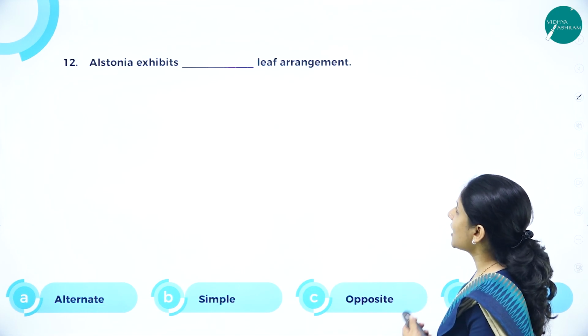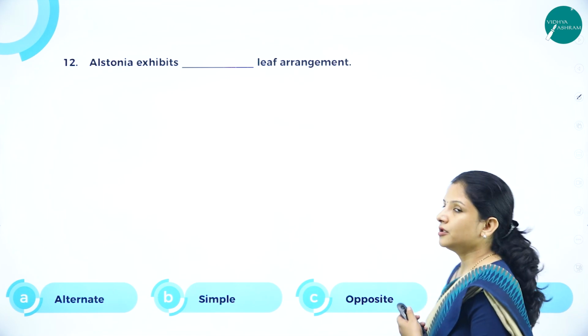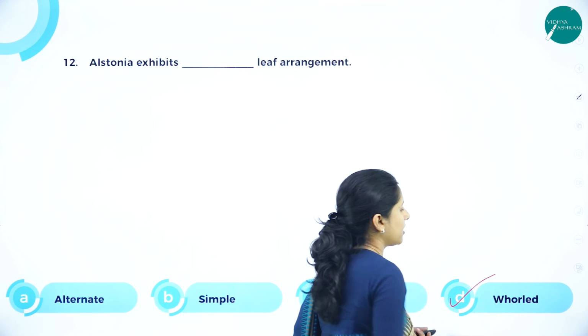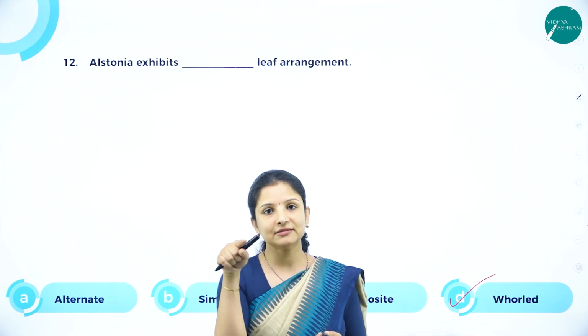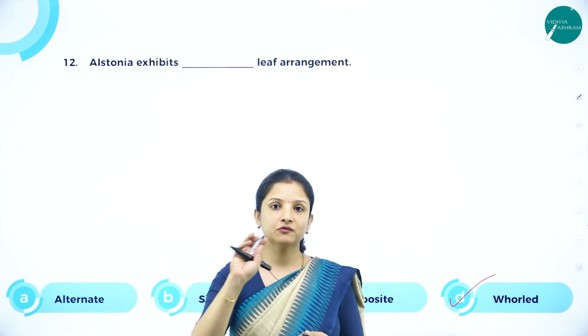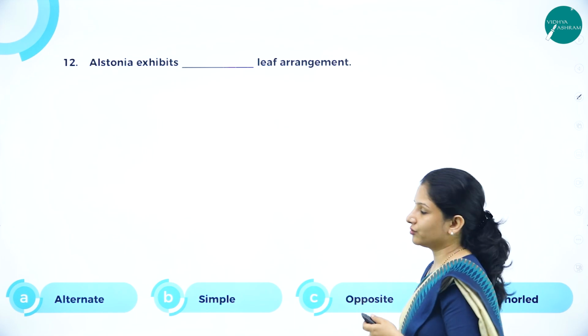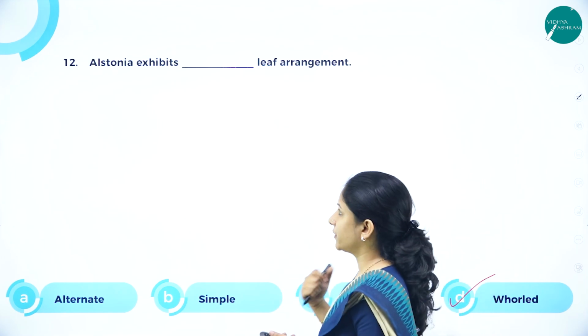Alstonia exhibits dash leaf arrangement: alternate, simple, opposite, whorled. So, whorled leaf is seen in Alstonia, wherein from the node, several petioles will arise and they will bear the leaves which will form a whorl-like arrangement. So that example is Alstonia. So therefore, Alstonia exhibits whorled leaf arrangement, option D.